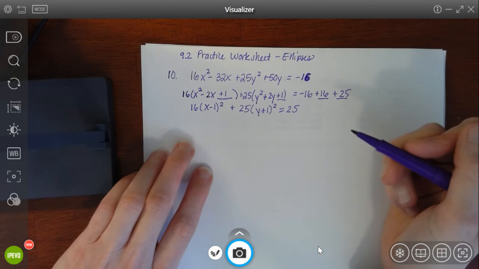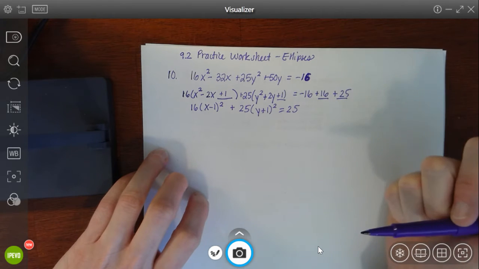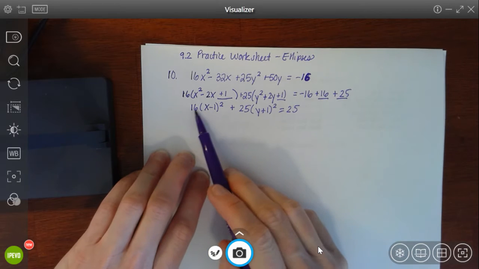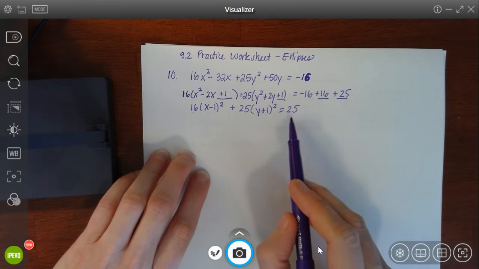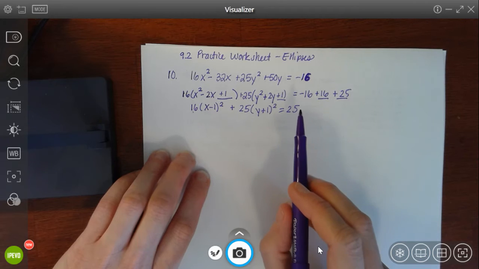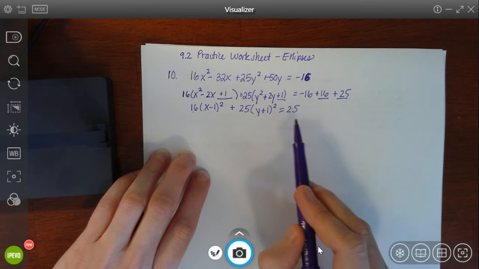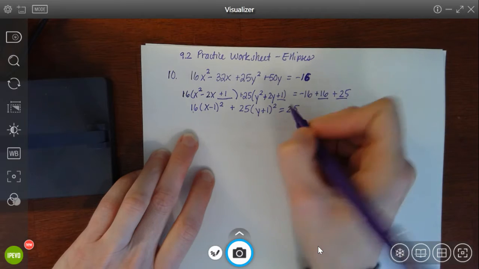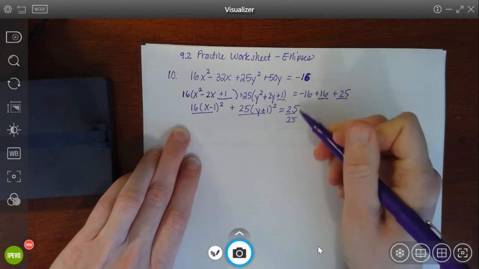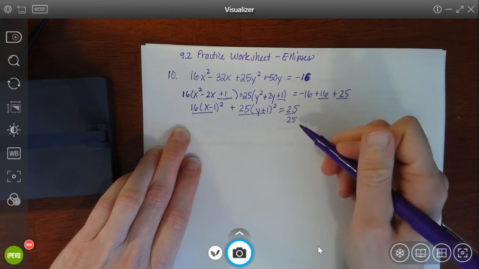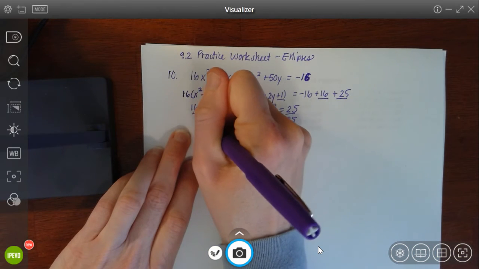Now, in our equation for our ellipse, there's two things that we need to have happen. We want to make sure that neither of these have a leading coefficient, and we want to make sure the right side is equal to 1. So when we get a number over here that's not 1, we divide both sides by whatever number that is so we can make the right side equal 1. So in this case, we're going to divide both sides by 25.